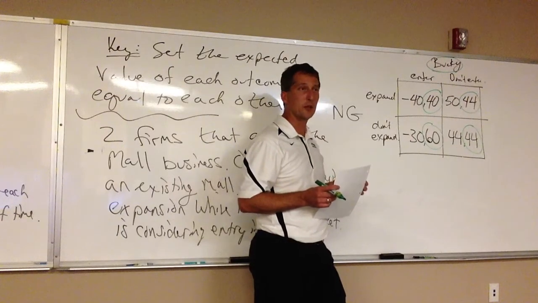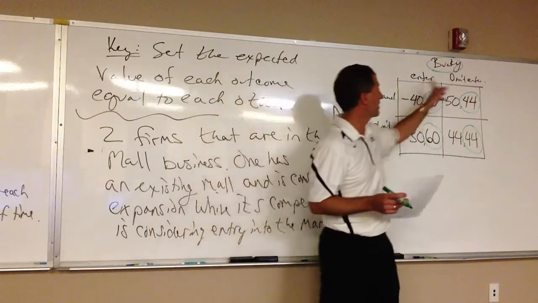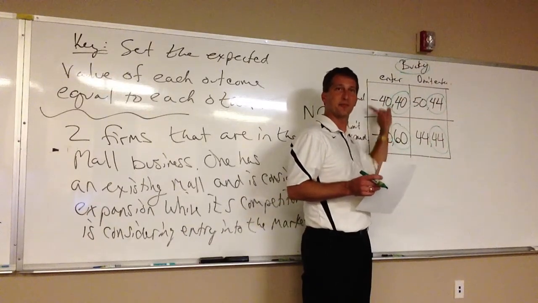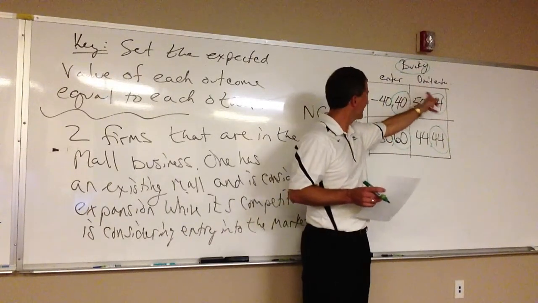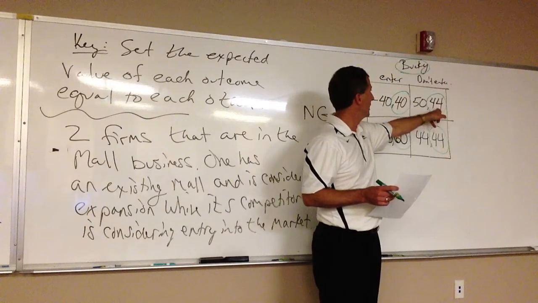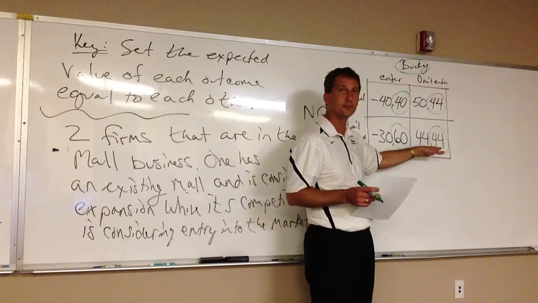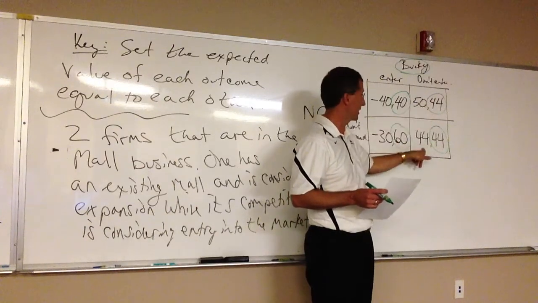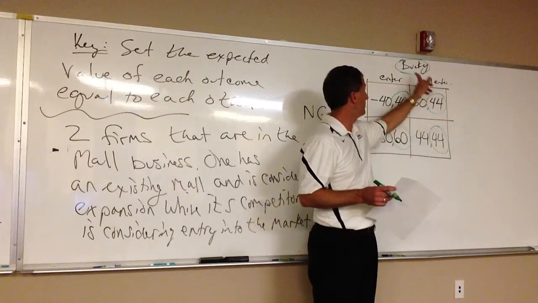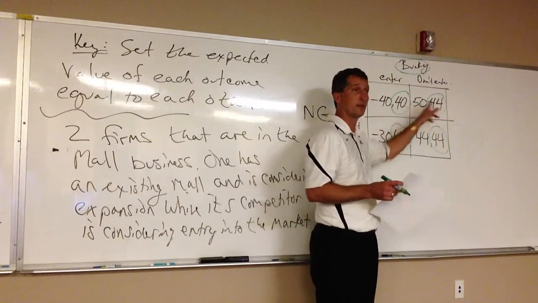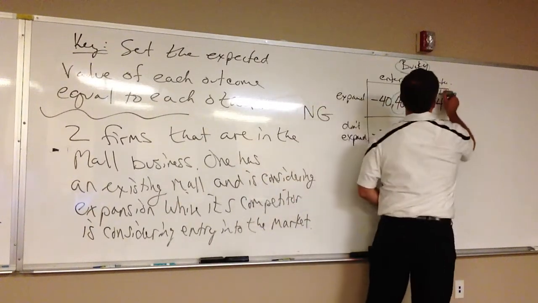So with Nash equilibrium, start anywhere. I don't care where. Skylar, tell me when to stop. Stop right here. So would Northgran like to change? No. 50 is greater than 44. Would Bucky like to change? No. 44 is greater than 40. We got ourselves a Nash equilibrium.